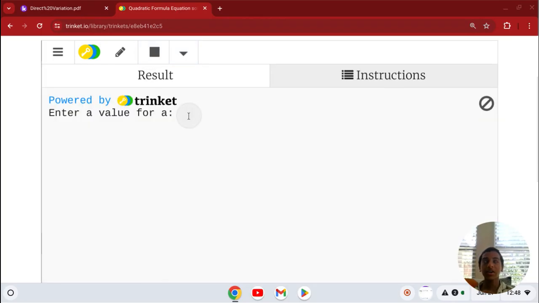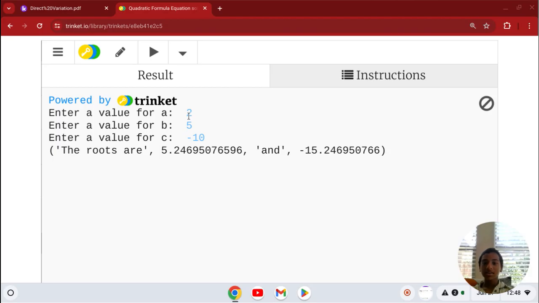Enter a value for a. Let's say 2. Let's say 5. And let's say negative 10. These are the roots. That means the equation was 2x squared plus 5x minus 10 is equal to 0. So the roots are 5.2469509 and negative 15.246, and so on.